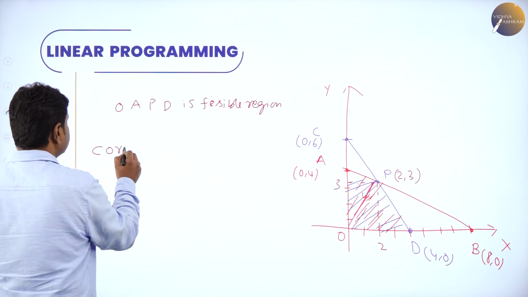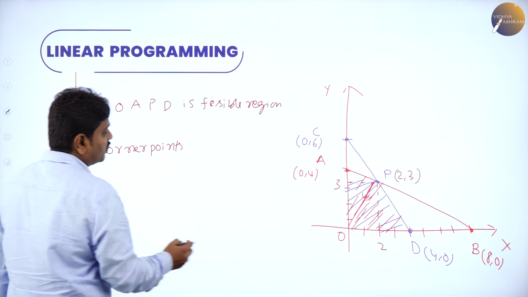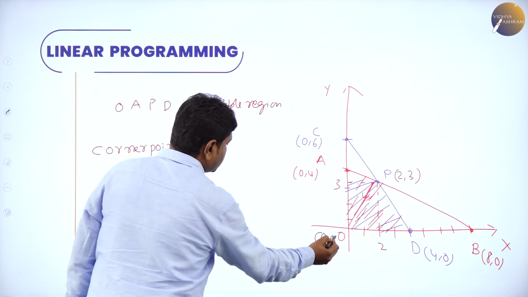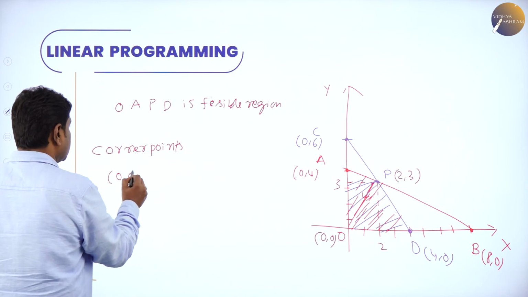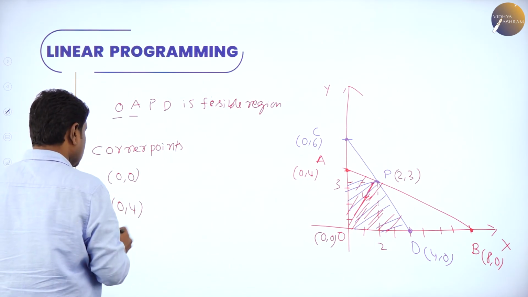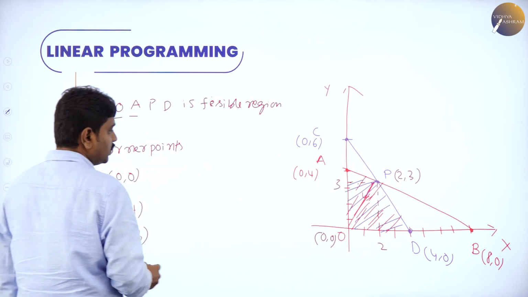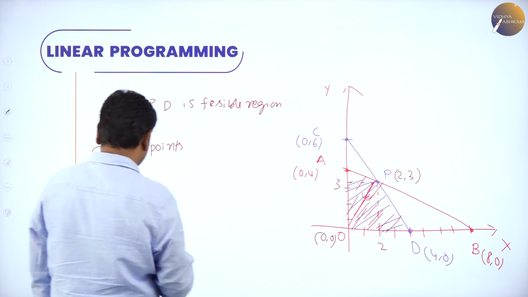Now, corner points. What are the corner points? Corner points, I told you, means vertices of feasible region. What are the vertices of feasible region? One is 0 comma 0, origin O. A, what is A? 0, 4. Then P, 2, 3. Then D, 4, 0.